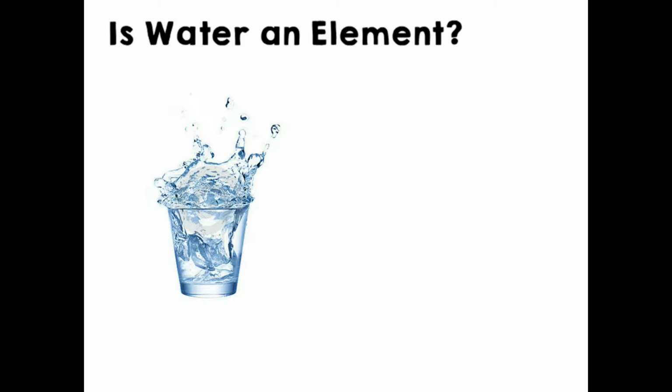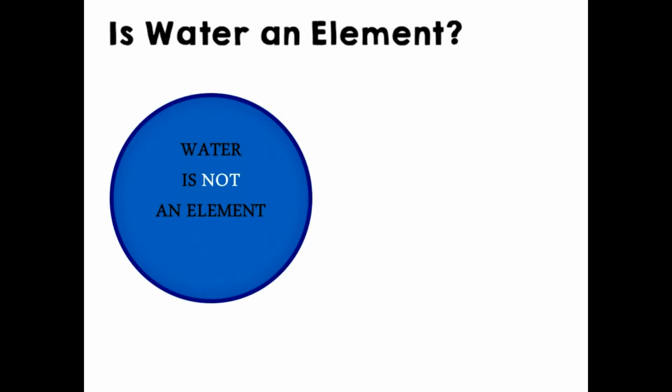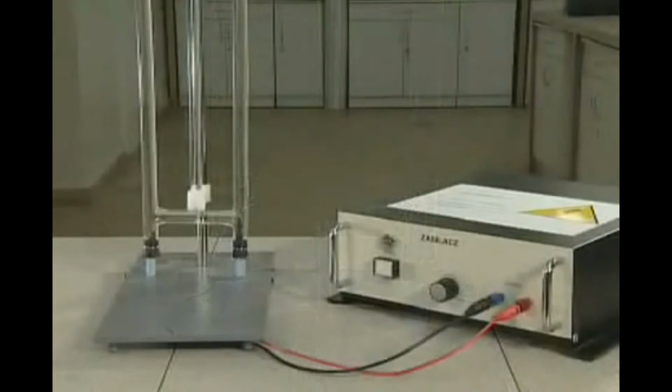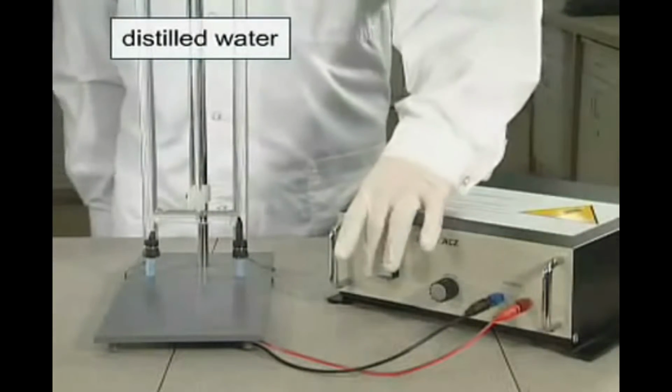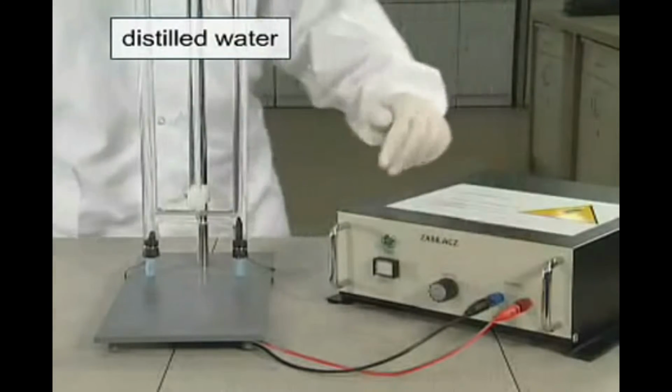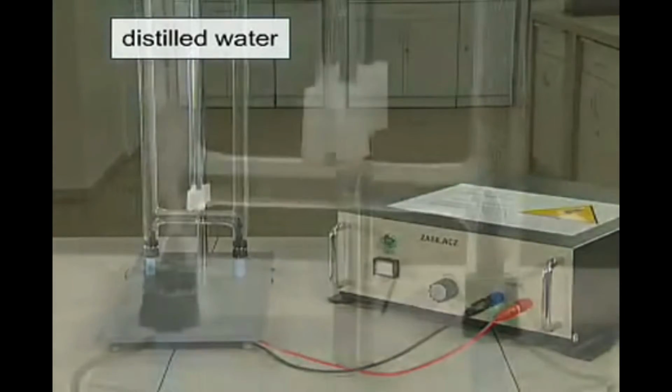Is water an element? Water is not an element. This is because water can be broken down to give hydrogen and oxygen. Let us take a look at this video to see how water is being broken down into hydrogen and oxygen. If we connect an electrolyzer filled with distilled water to a source of direct current, we can observe a slow evolution of gases.